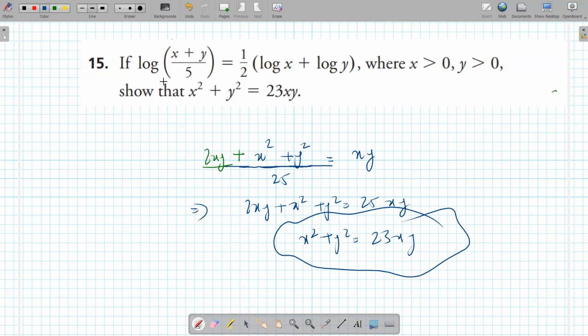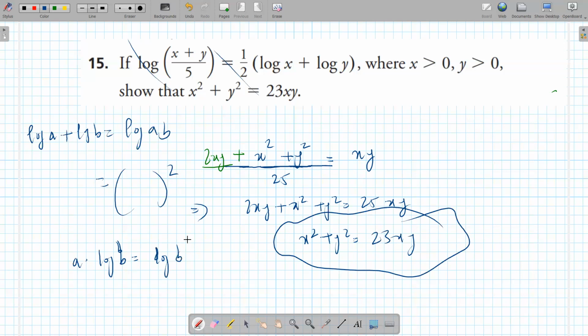So the rules that we use here are the log rule of log a plus log b is log ab. And then we cancel out the logs on both sides, and then we squared both sides. That's all we did. Those were the big moves there. We also use this rule: a times log b is log b to the power of a, the power rule of log, rule number 3.